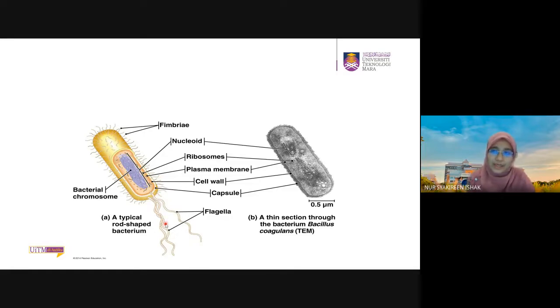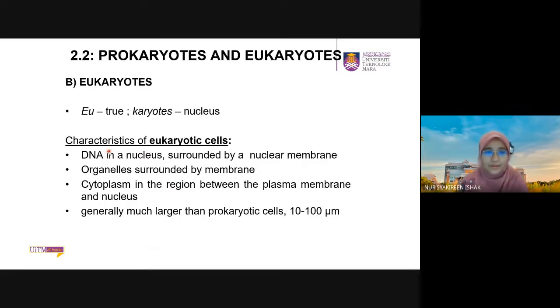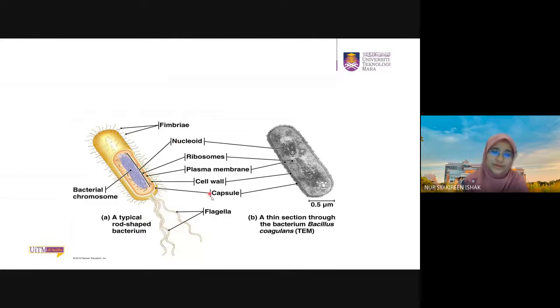Outside the cell wall, you have the capsule. And in order to facilitate the bacteria so that they can move in an aquatic environment, for example, they will have flagella. This assists the bacteria to be able to move in its environment. And then you have the fimbriae. The function of the fimbriae is as a structure for the bacteria to adhere to certain surfaces. So those are the functions of each of these structures.